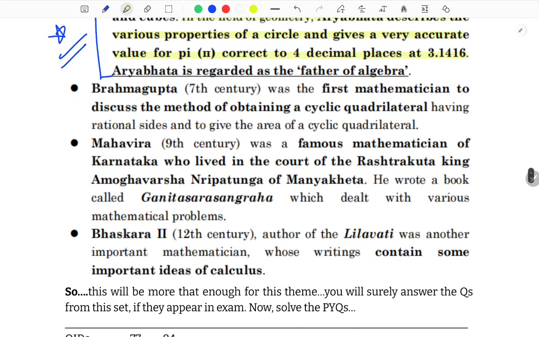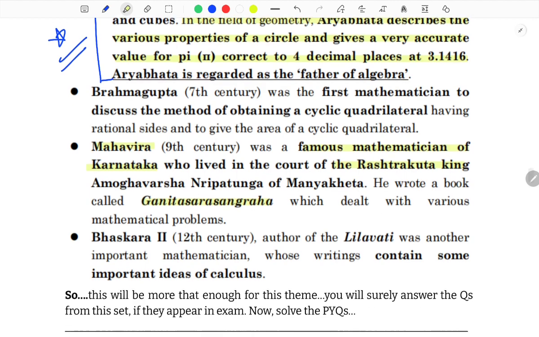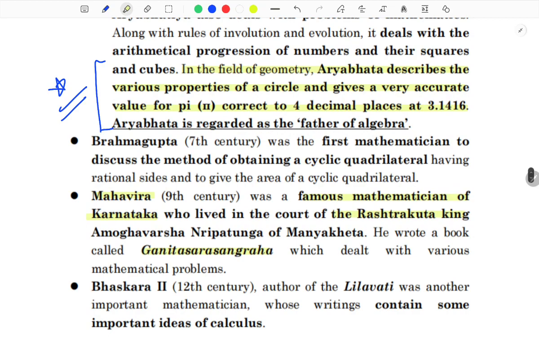Mahavira, in the 9th century, was a famous mathematician of Karnataka who lived in the court of the Rashtrakuta king Amoghavarsha Nripatunga of Manyakheta. He wrote a book called Ganit Sar Sangraha, which dealt with various mathematical problems. Bhaskar II, 12th century, author of Leelavati, was another important mathematician whose writings contain some important ideas of calculus.